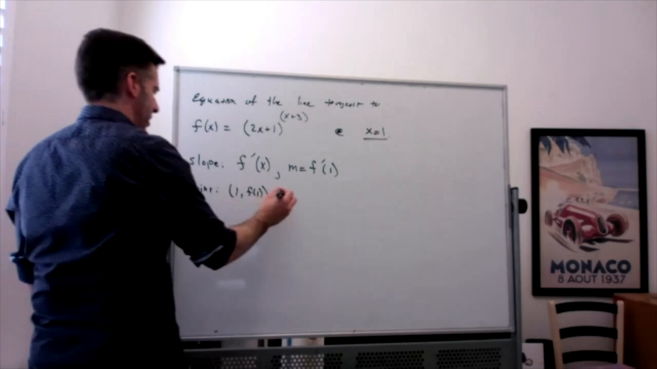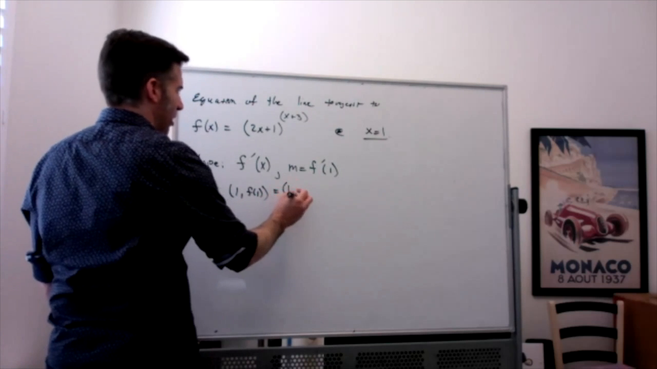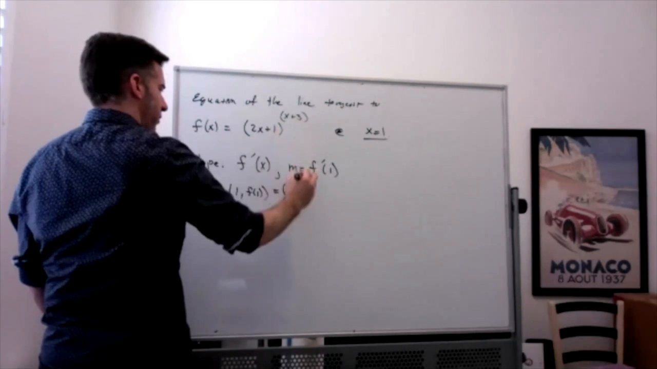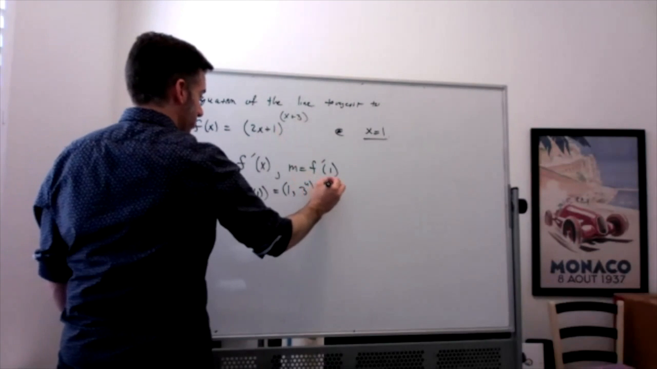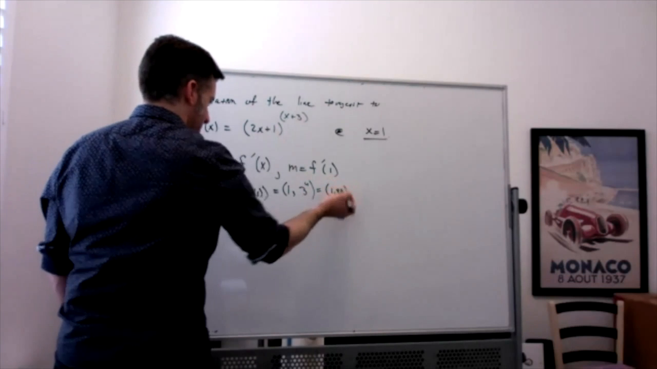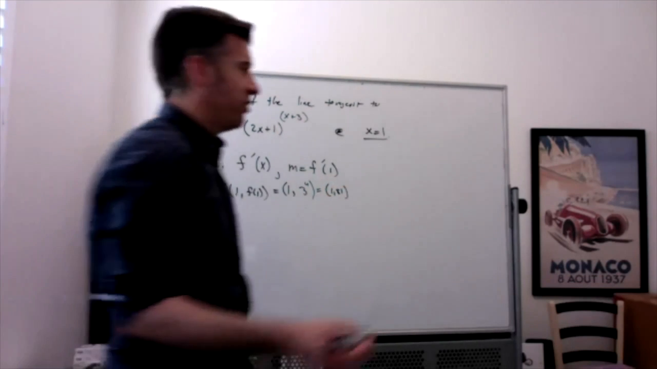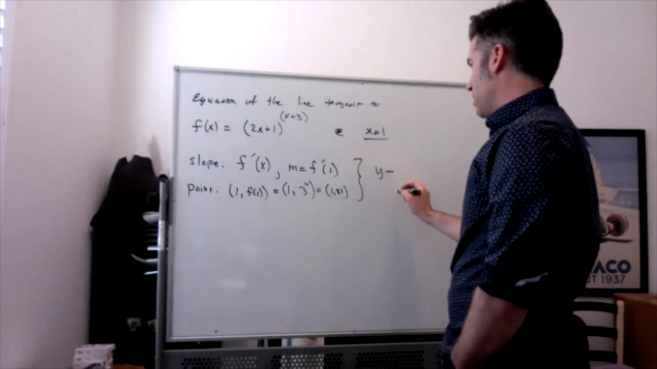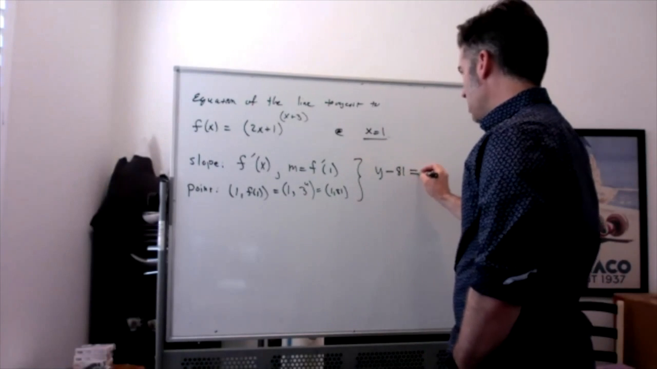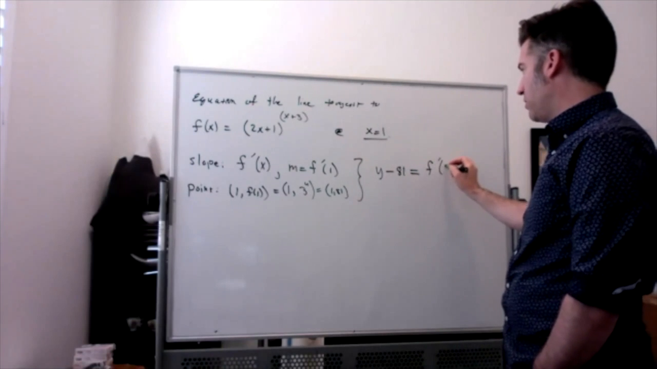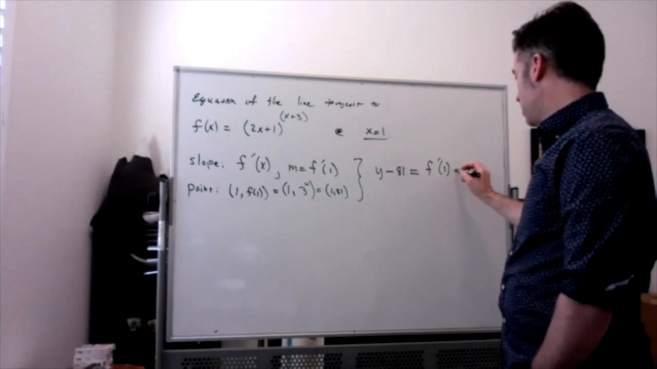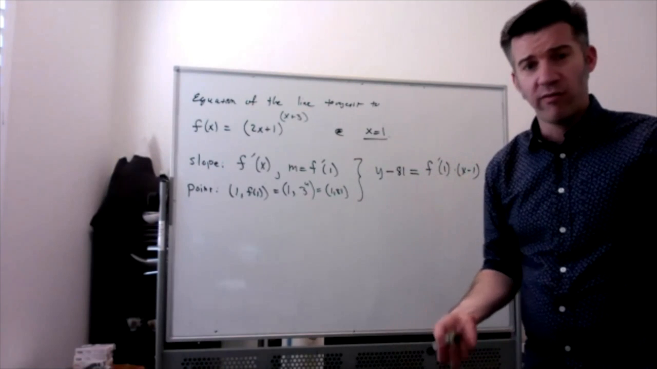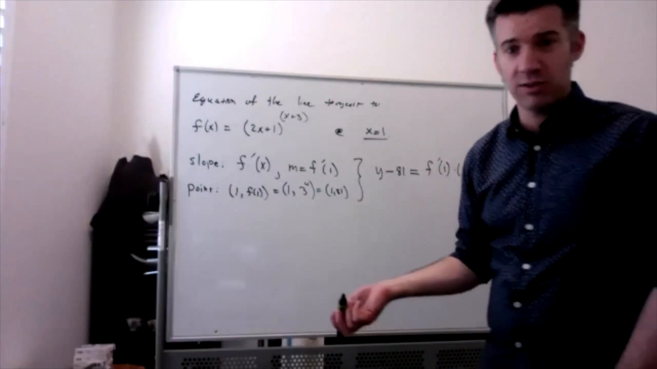So we can actually do that right now. That's going to be 1 comma, so if I plug in 1, I get 2 plus 1 is 3 to the 4th power, which is 81. So we've almost got the whole thing, right? We know that our equation of our line is going to be y minus 81 equal to our slope, which we haven't found yet, but we will, times x minus 1. We're just one derivative away from finding the equation of the tangent line.